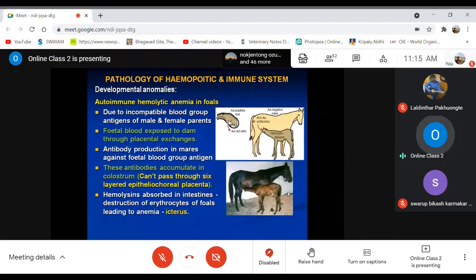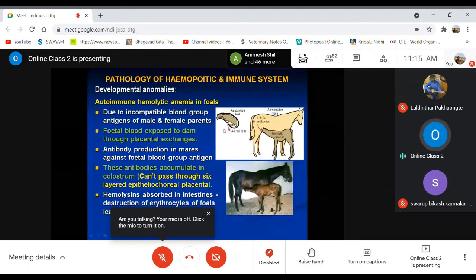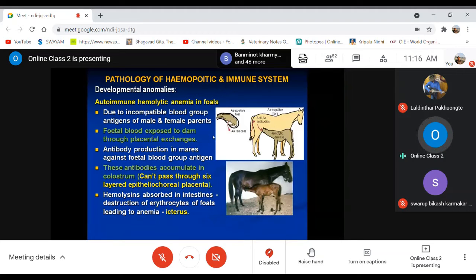These antibodies which have accumulated in the colostrum can pass through the epithelium, let me explain this here. In the case of these animals, the epitheliochorial placenta wall mostly has 6 layers and above, whereas in the case of humans, it has fewer than that. So in the case of humans, the antibodies can pass through the placenta.